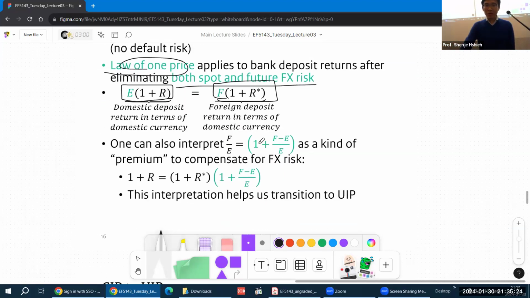And therefore, you can interpret this F over E as just a return, an expected return on holding onto the foreign currency. So a positive value means that the domestic currency depreciated in value, which is saying that the foreign currency has gotten a premium for holding onto it. This interpretation actually helps us transition to UIP, because if you think of F as some way to approximate future E, then we can simply specify the conditions in which F and E prime, the expectations, are substitutable.